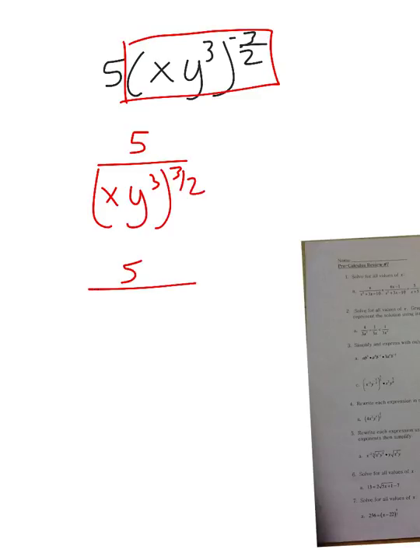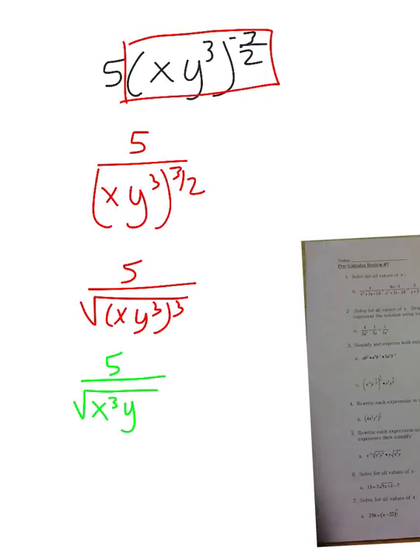Okay, 4b is 5xy to the 3rd raised to the negative 3/2 power. Now remember, in order to do power over the root, you have to have a positive exponent. So this is going to go into the denominator. So it's 5 over xy to the 3rd raised to the 3/2 power. So it's 5 over the square root of xy to the third. So it's 5 over the square root of x to the third, y to the ninth.